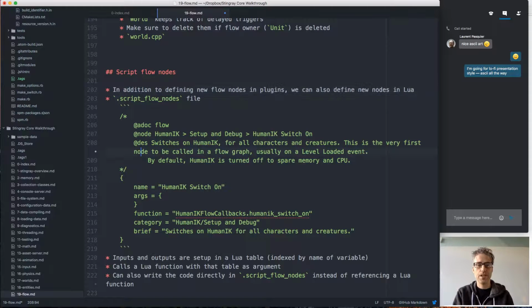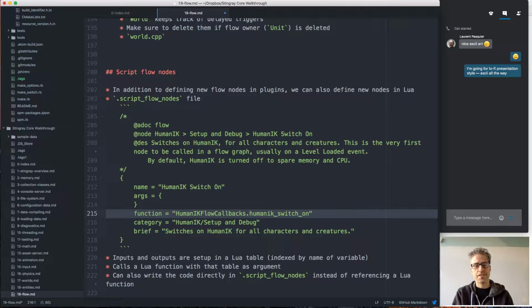provide that functionality. So the script flow nodes are defined in the project in script flow nodes files, which are just JSON files that look kind of similar to the flow definition files. They have documentation if you need that, and then they have some description for this. This is information for the editor so that the editor can display these flow nodes in a nice way. And then you specify the arguments, the output variables, and the Lua function that should be called.